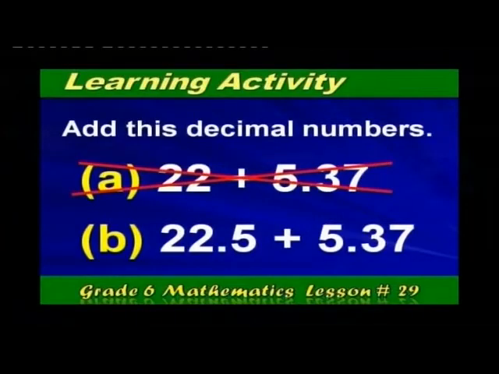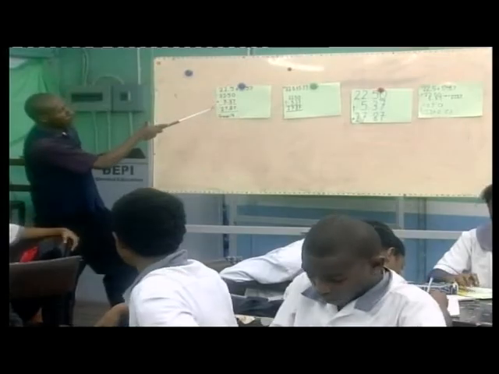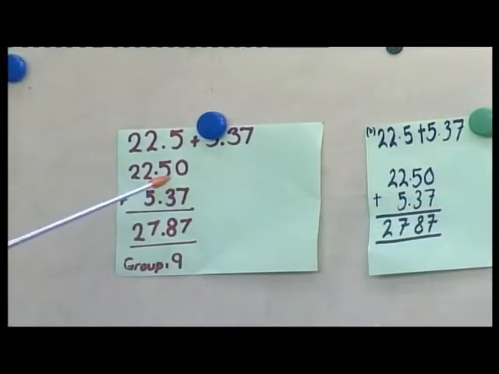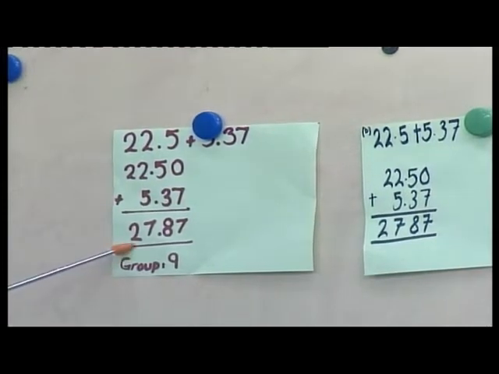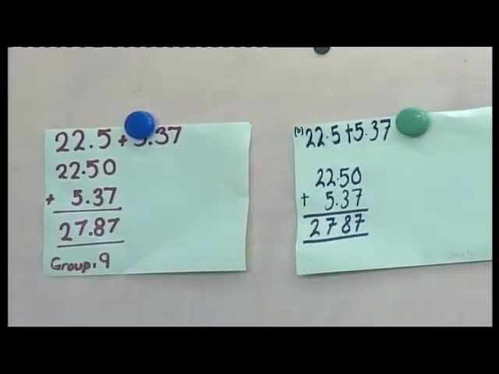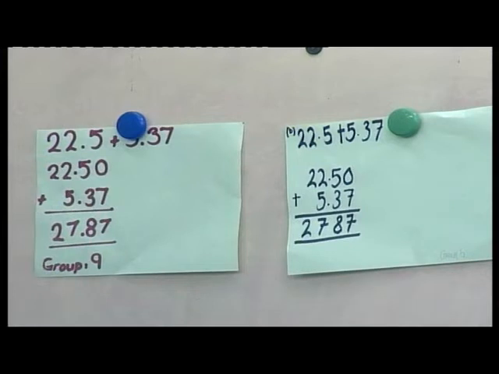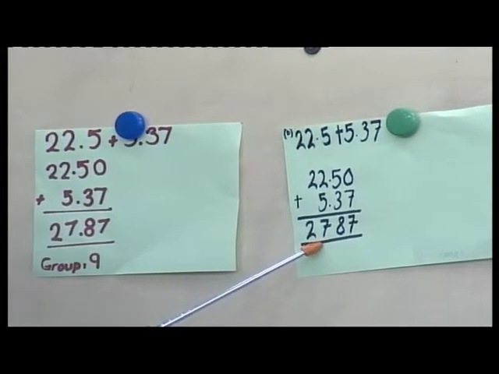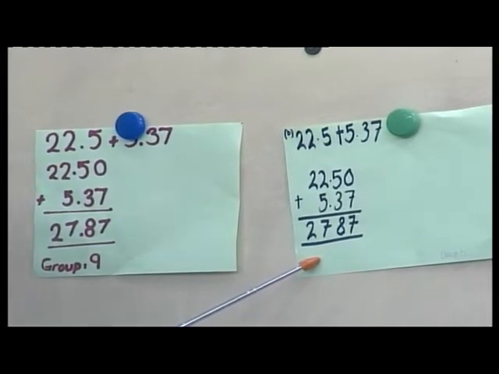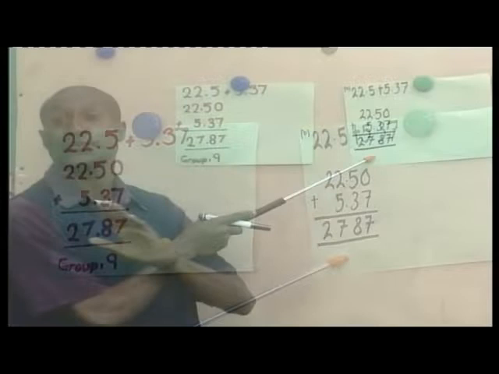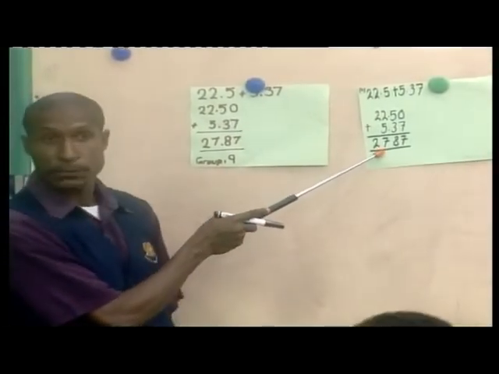Okay, class, let us look at the answers. Look at the first group, group 9. Have they put the decimal numbers in a column? Yes. Added 0 and added from right to left. What is the answer? 27.87. Okay, we have 27.87 from group 5. What is wrong with group 5? Decimal point. There is no decimal point. Therefore, this answer is not correct. We are adding decimals. So, once you don't put the decimal point where it is supposed to be, then the answer is wrong. Though your working out is correct, in this case there is no decimal point, so the answer is wrong.